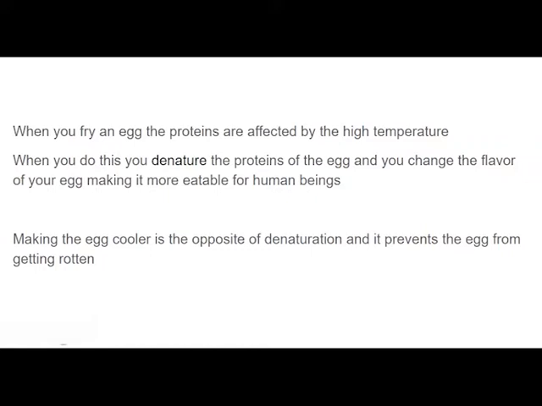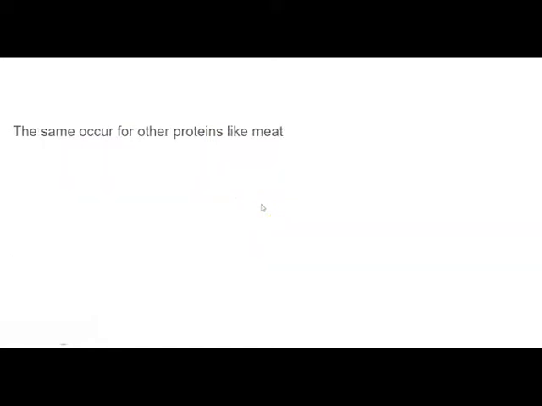When you do the opposite of this, when you make the egg cooler, you make it have a longer life. It prevents it from rotting. The same occurs for other proteins like meat and chicken. They denature the same way as the egg.